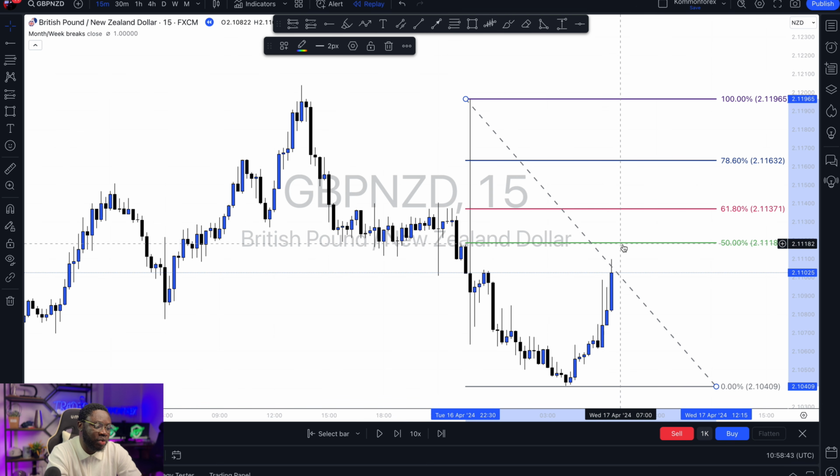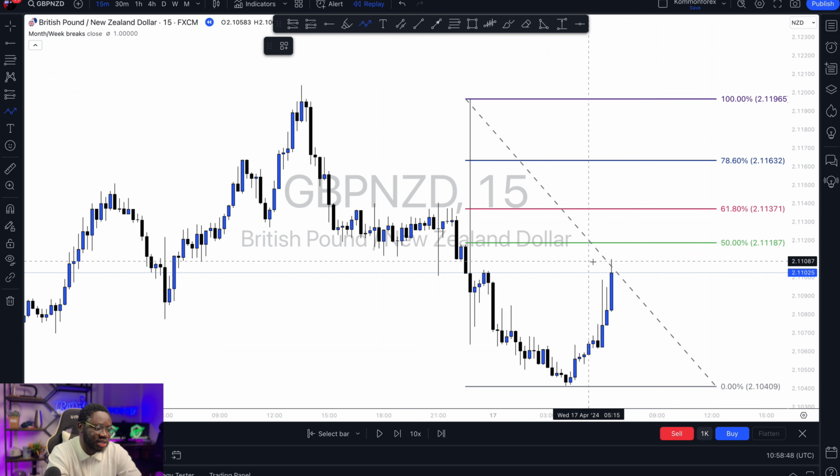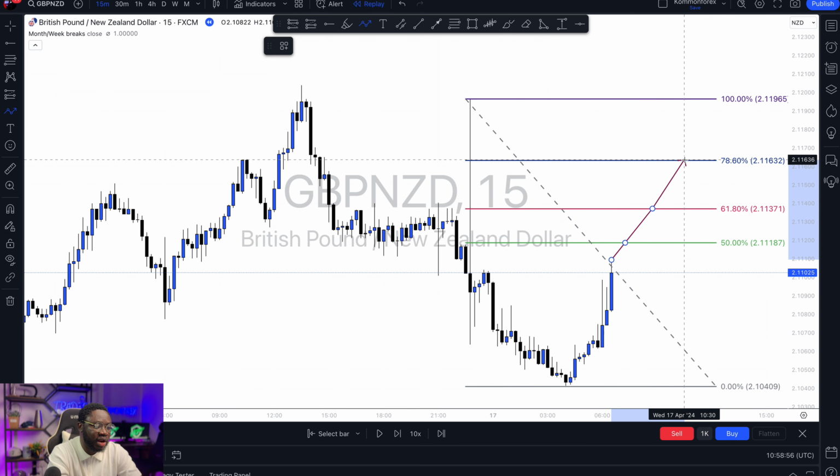All we do now is we wait for the market to tap into any of our key levels. What does it mean? It means that we expect the market to move, hit the 50% pullback, or hit the 61.8% pullback, or rather hit the 78.6% pullback.